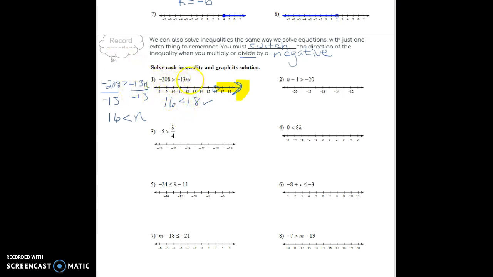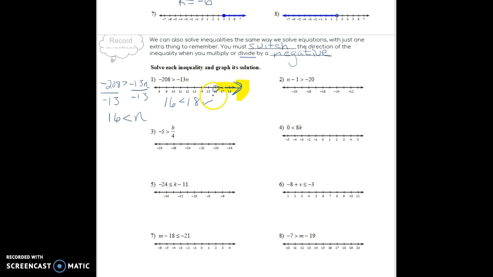And if you plug back in here, let's say 0, because 0 is always the easiest thing. If I plug in 0, negative 13 times 0 is 0. So negative 208 is greater than 0. And that would be false, right? So I don't shade towards 0, and I shade in this direction. That's why I have to change the inequality, right? It's the same thing: keep making it true.